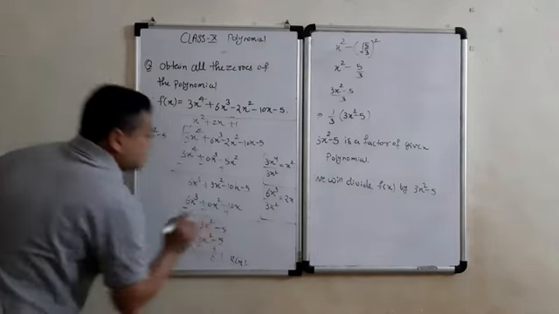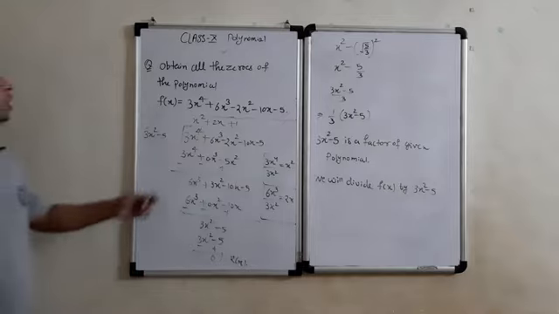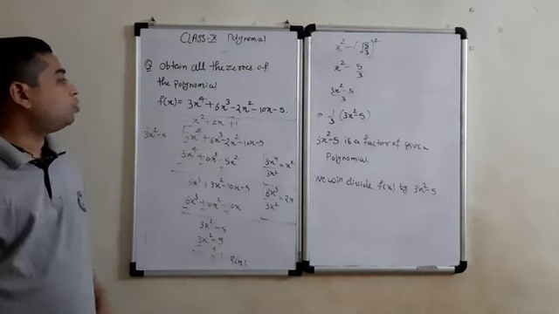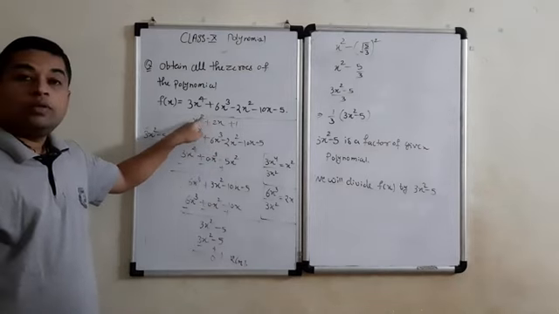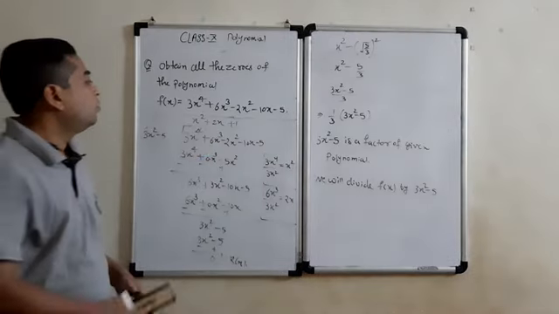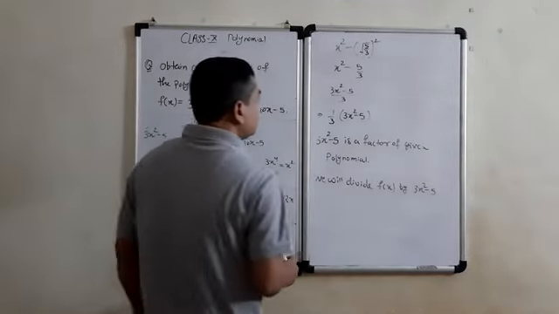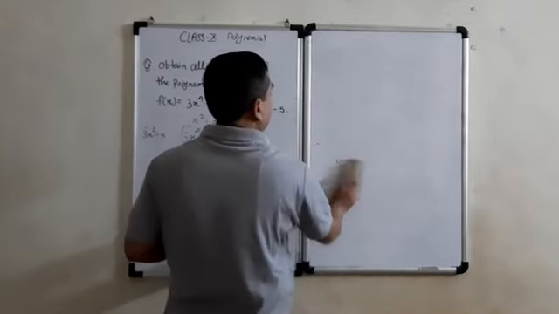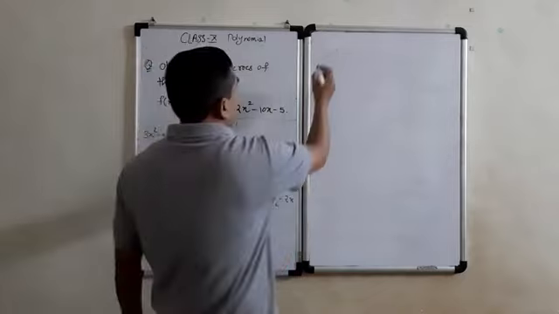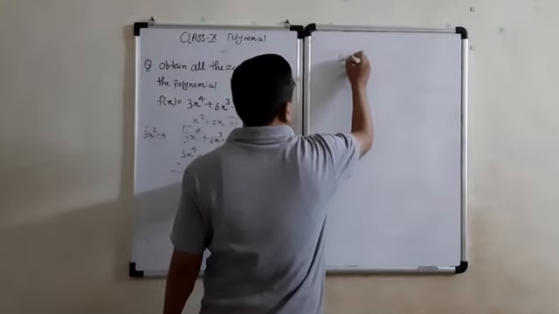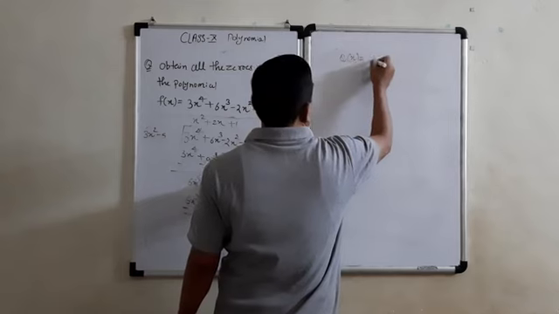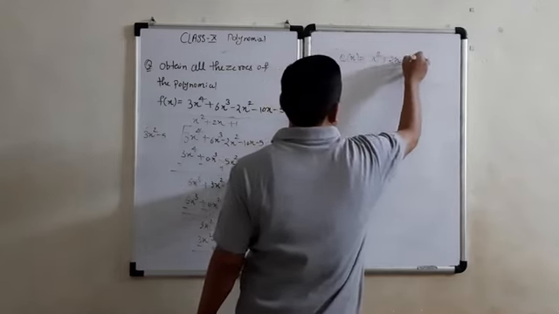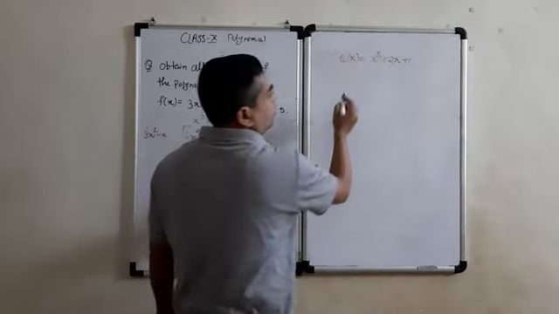Here the remainder is 0. So in this way, whatever quotient we get is the product of the remaining two factors. So we will find the remaining two factors from this quotient. Now I am going to rub this one. So our quotient is x square plus 2x plus 1.